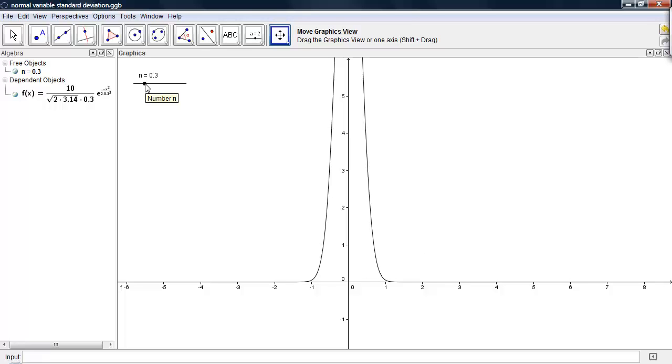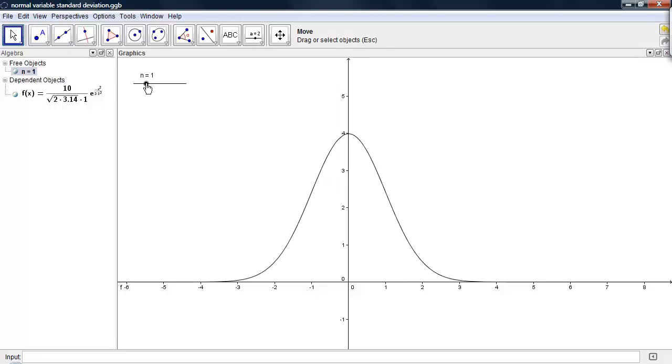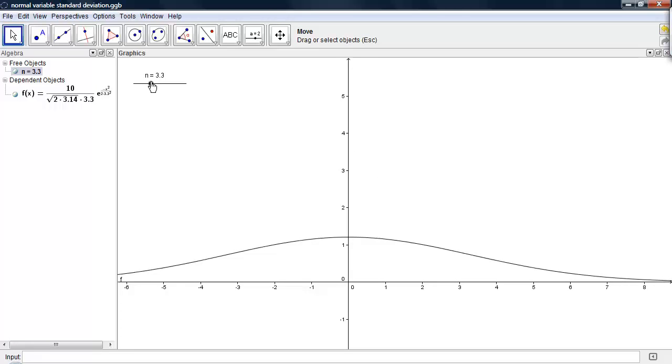And the reason for this is because standard deviation represents dispersion of data. When you have a very small standard deviation, the data is not very dispersed around the mean. It's kind of bunched up around the mean. So it makes sense that if you have a large standard deviation, you would have the data more spread out, and therefore the normal density would reflect this spreading out of the data.